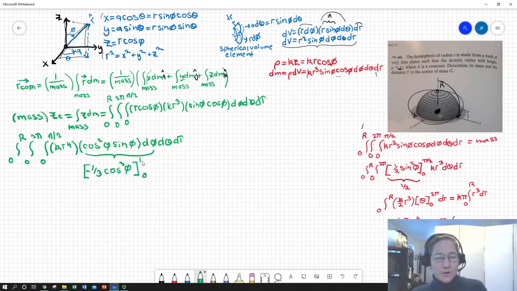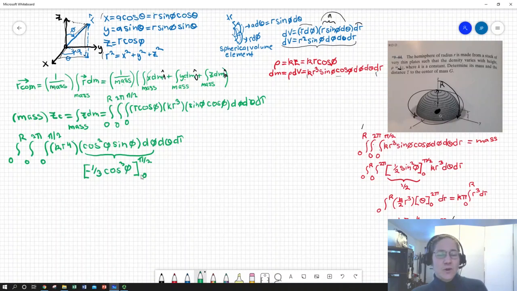And that becomes important. And we're going to evaluate that between pi over 2 and 0. So we're going to start with a pi over 2 limit of integration, substitute in for phi. That's going to make this term 0. Then we're going to subtract from that 0 in the cosine term, which gives us 1.